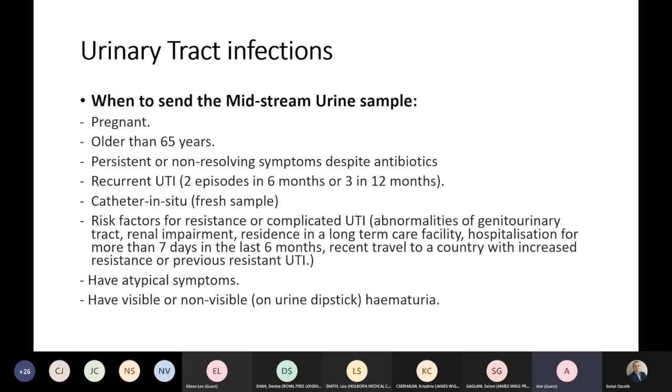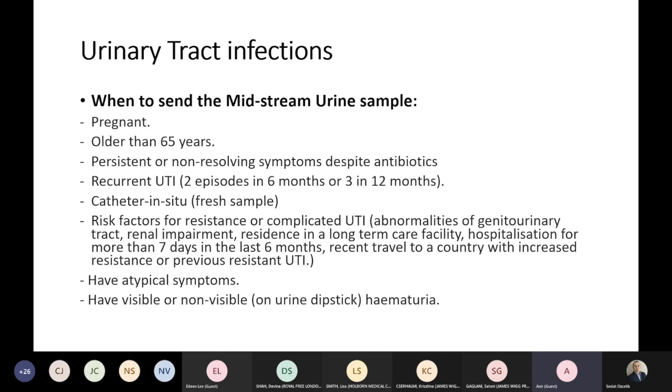And I think when in doubt, just send it, because it's an incredibly helpful test. It gives us sensitivity. So I often find that even if patients represent or have recurrent urinary tract infections, especially, so at least 2 in 6 months or 3 in a year, it's very helpful. It's also very helpful if their symptoms have not resolved.